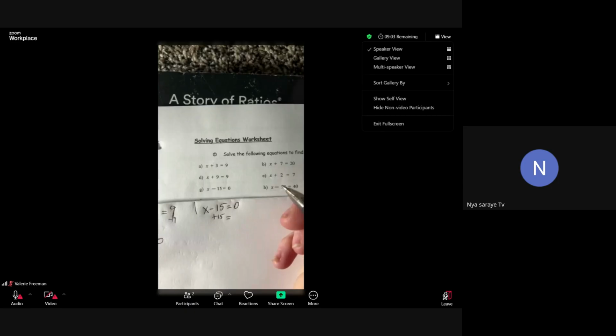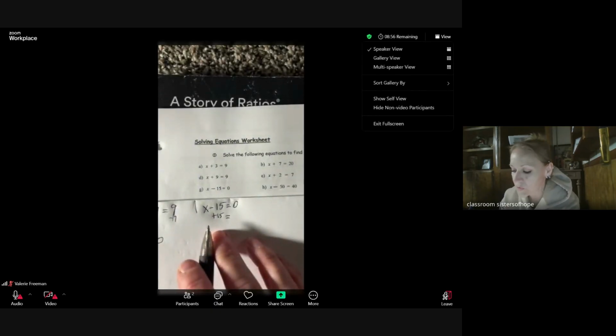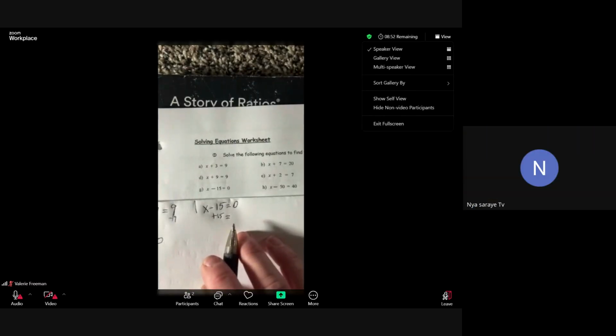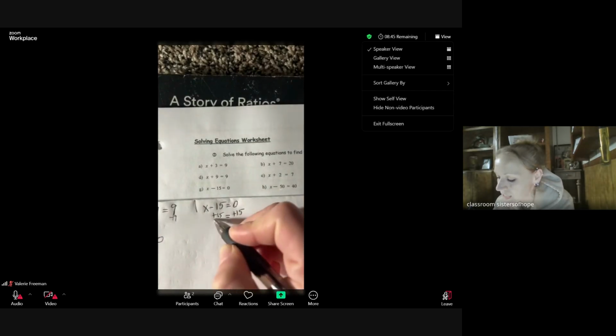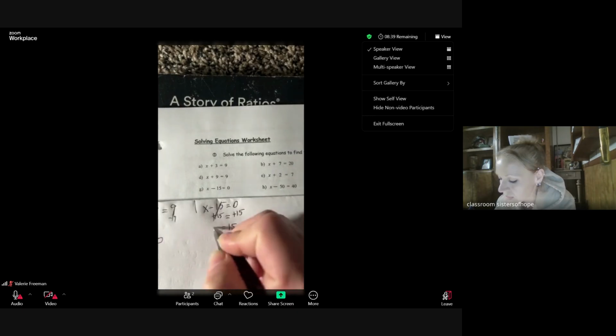I'm sorry, can you repeat that? Sure. If I added 15 on one side of the equal sign, what do I do on the other side with that 0? Add again. Absolutely. Okay, so the positive and the negative cancel each other out. 0 plus 15 is 15. I've got the X by itself. I'm done. See, it's not too bad, huh?